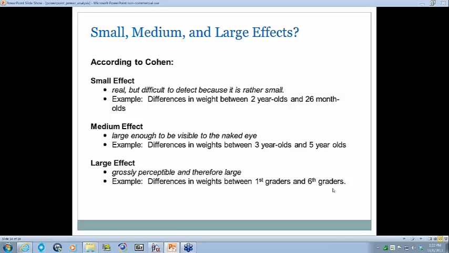If you think about it, well, I want to see a teeny tiny effect. I want to see a real tiny difference. I need to see that difference between the 2-year-olds and the 26-month-olds. Well, you better get a big sample for that, because that's a small effect, and you need a lot of power to see it.